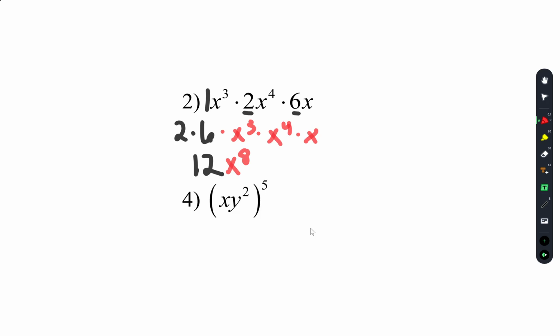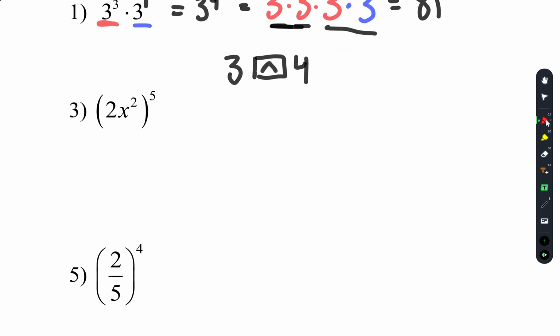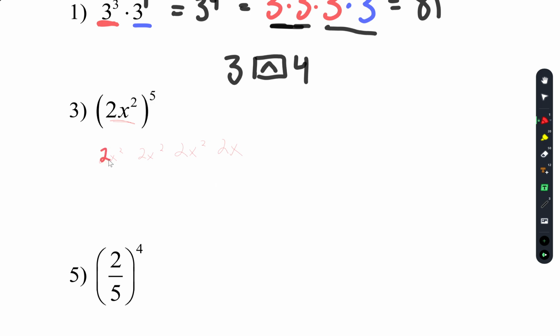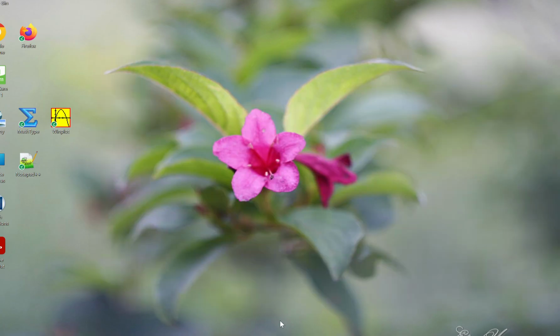All right, then 3. Now, the way you think about this one is you need to think of it as 2x squared, 2x squared, 2x squared, 2x squared, 2x squared, 5 times. That's what you're doing. So with the power rule, you could do the cheat way where you could just do the power rule.